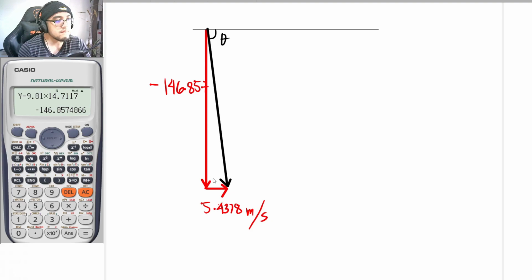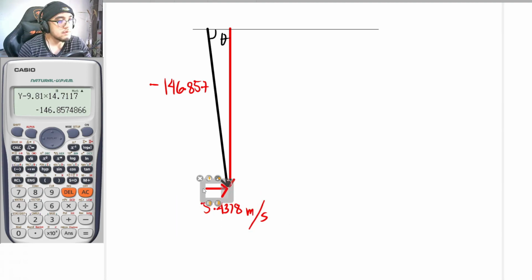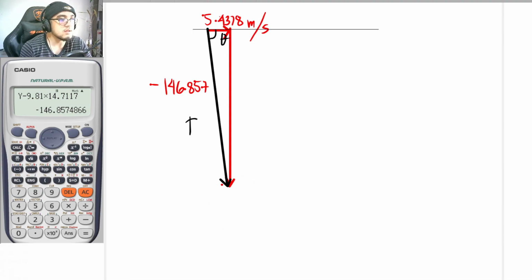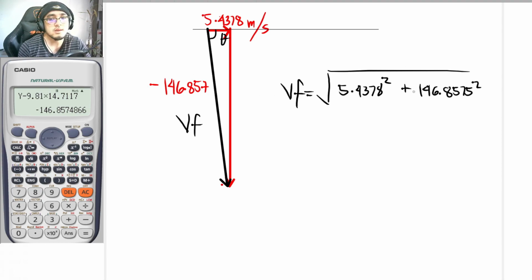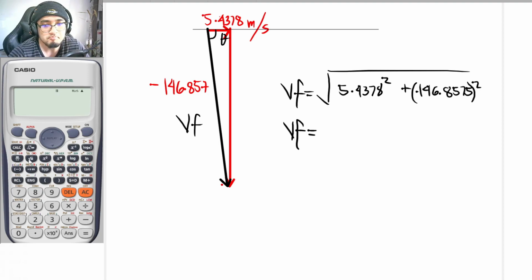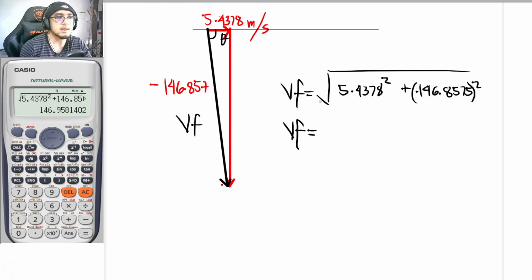It is better if I move this to the other side since it would be the same. For our x component, I would move it at this particular part. Then solving for the resultant R, or let's say your resultant VF. VF is just the hypotenuse of this triangle, which is 5.4378 squared plus 146.8575 squared. Take note, guys, that this is negative, but since it is squared, it doesn't matter if you include the negative symbol here or not. So our VF is the square root of 5.4378 squared plus 146.8575 squared.